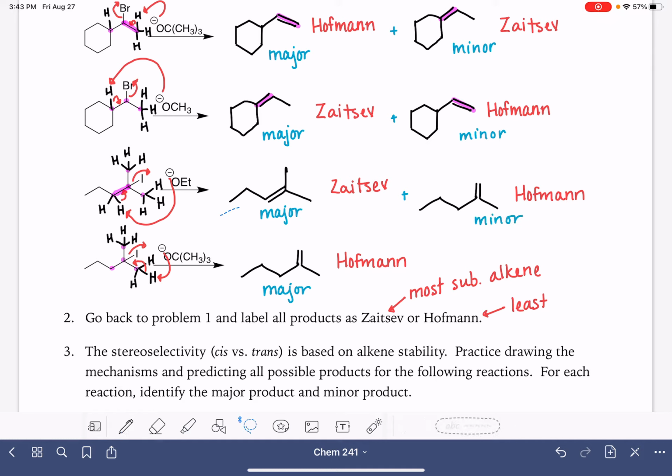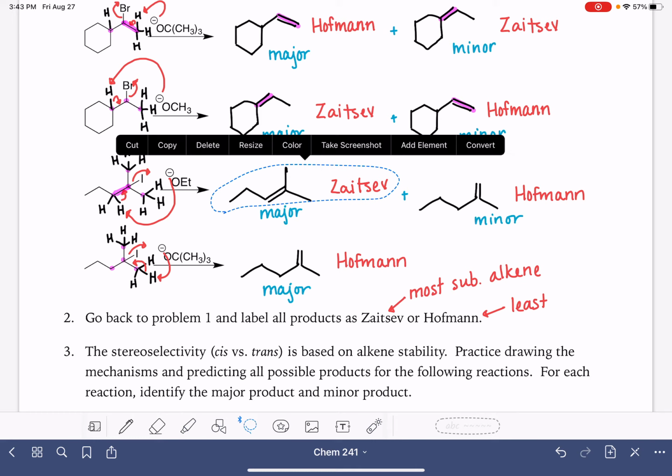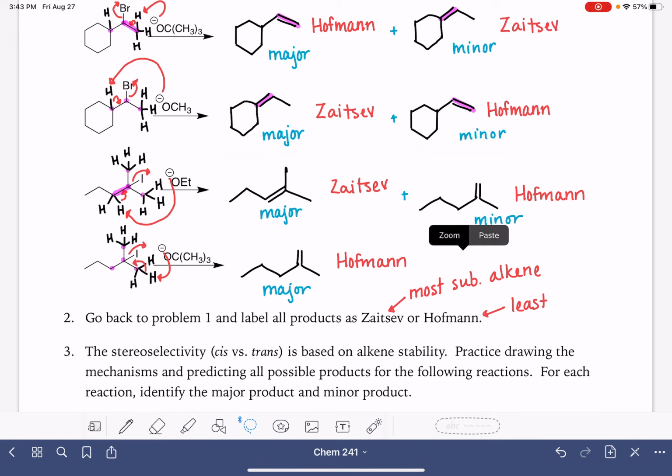And then last but not least, all of these reactions were set up strategically so that we didn't have to worry about cis and trans or E and Z, but that is definitely coming.